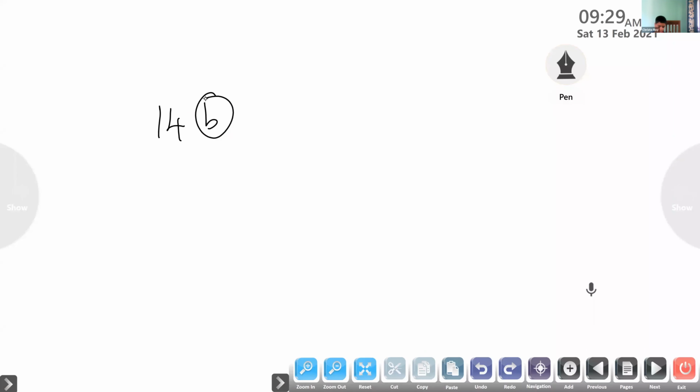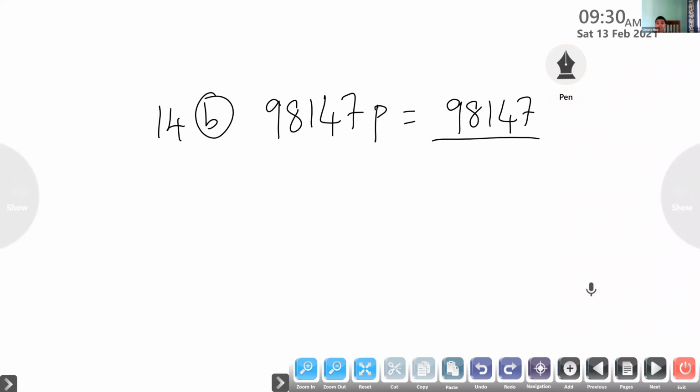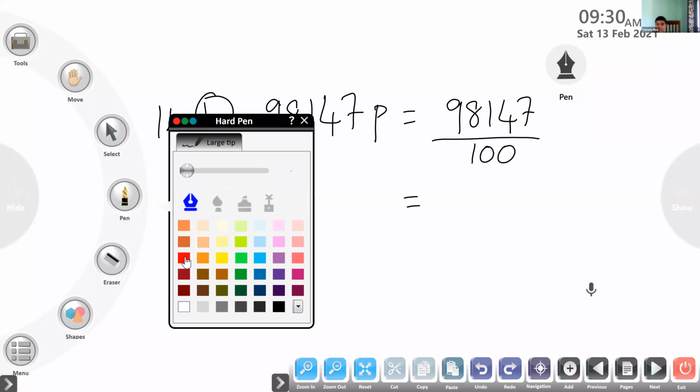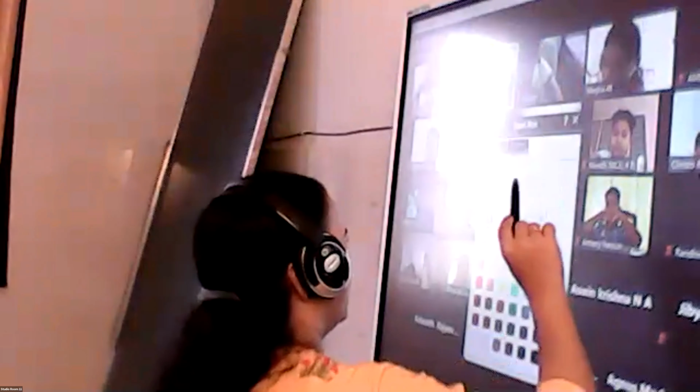Ma'am, 98147 paise. What we have to do? Ma'am, from the right side, 2 digits. Okay. Tell me the answer. From the right side, we have to move 2 digits and put the decimal point. Ma'am, 981.47. Yes, very good.